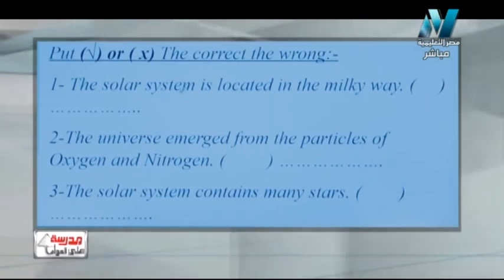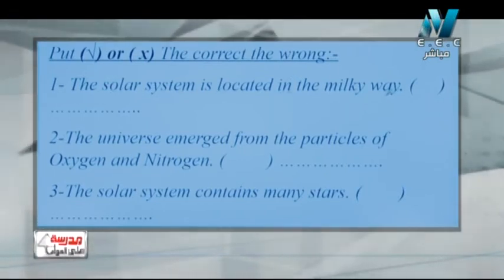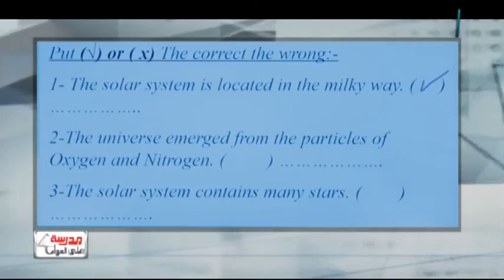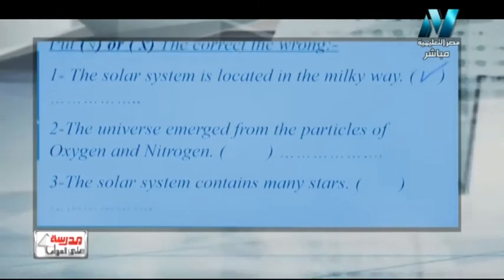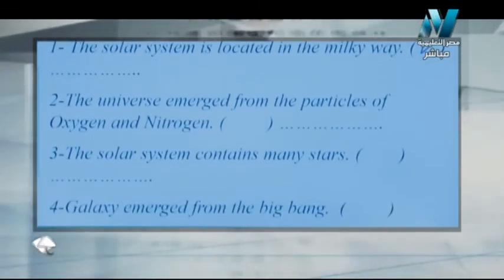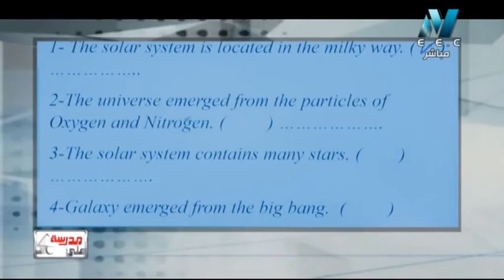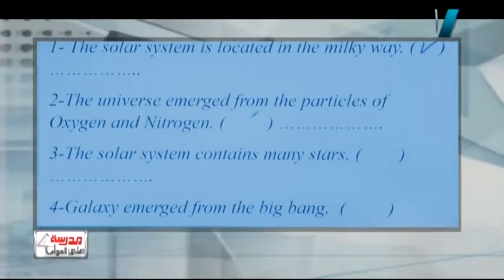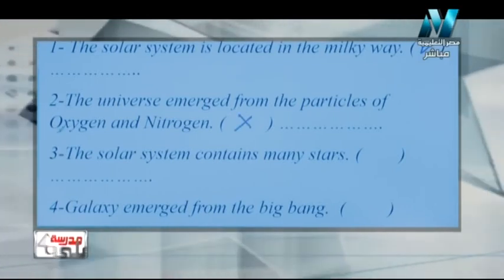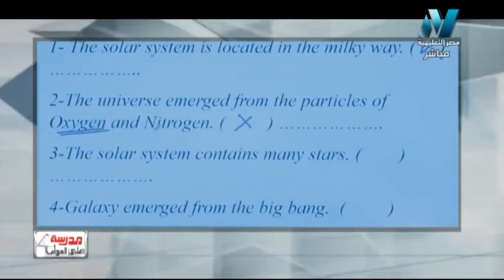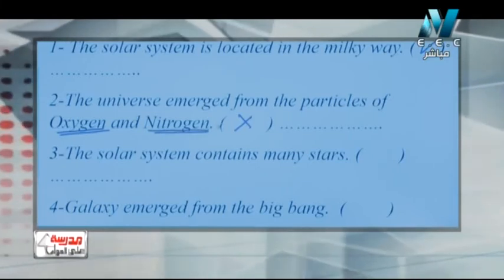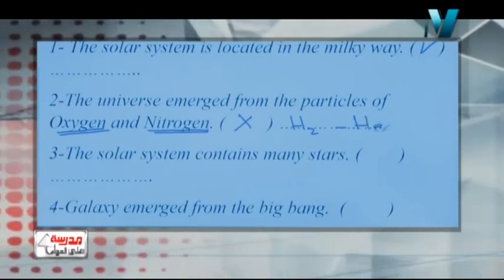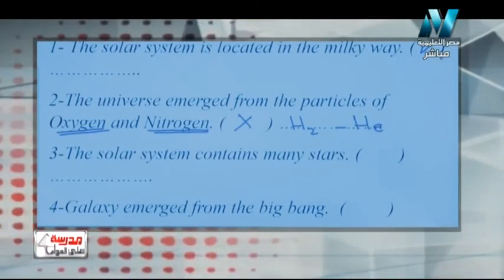It says the solar system is located in the Milky Way. Right or wrong? Of course I will say right. Number two, the universe emerged from the particles of oxygen and nitrogen. So the answer is wrong, because we will use hydrogen and helium instead of oxygen and nitrogen.